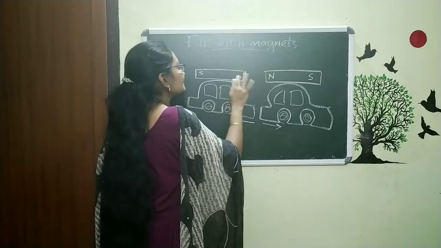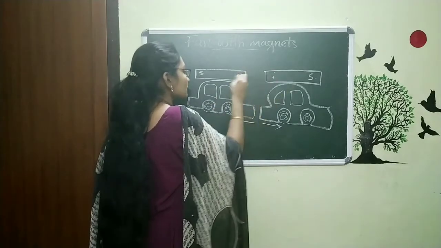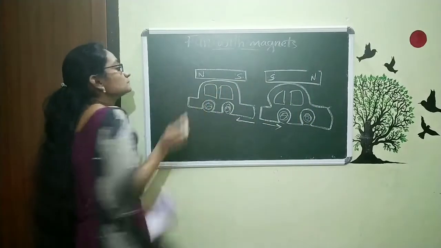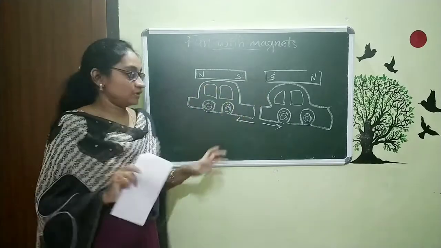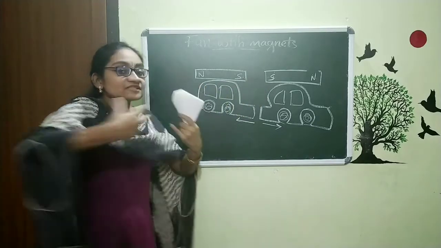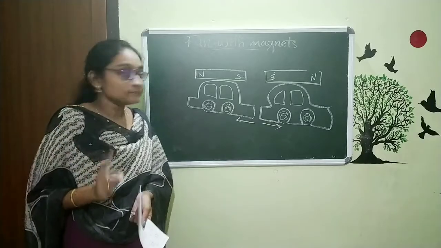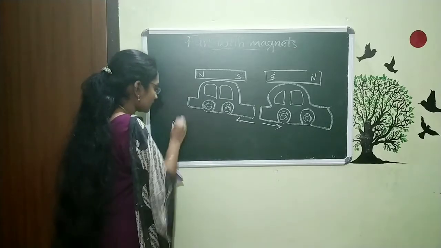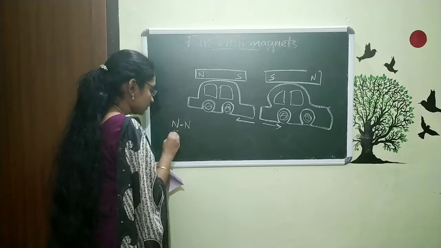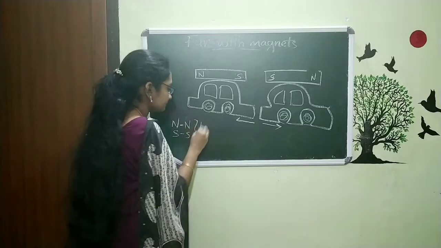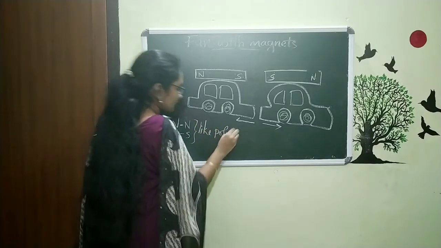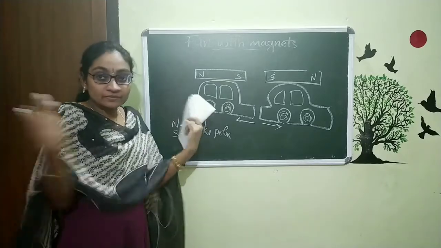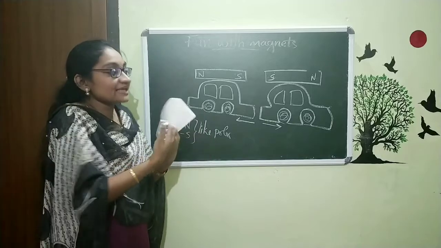And when I am placing this south pole here, south pole here. So here north pole and this north pole. That means south, south, same poles. Here also you can see this car is moving away. So I can call these like poles. That means north pole, north pole, south pole, south pole. They are like poles, similar poles. So for the similar poles, they are not getting attached, they are just moving away.